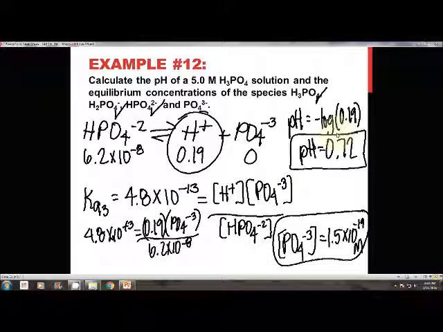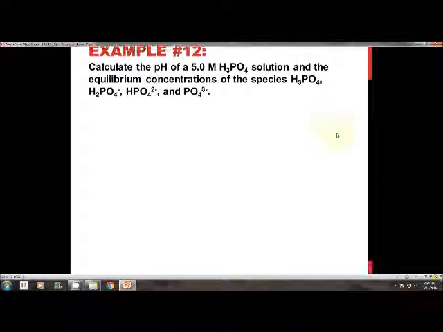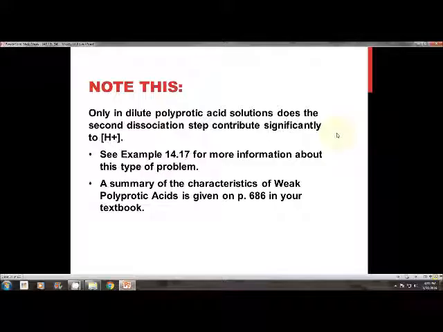So with polyprotic acids, yes, there are many steps, but you get a lot of numbers throughout as you go through the steps. That's why we don't have that many problems for this on homework. Note this, only in dilute polyprotic acid solutions does the second dissociation step contribute significantly to the H+. That's why we stopped doing the whole change thing in our ice charts.